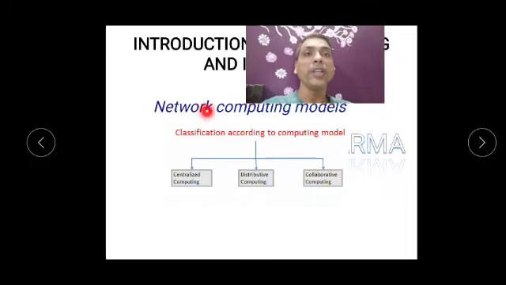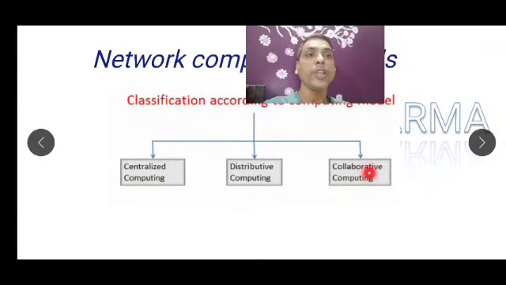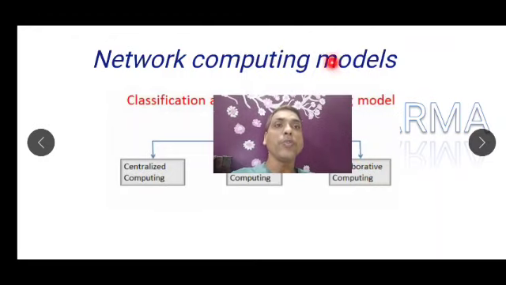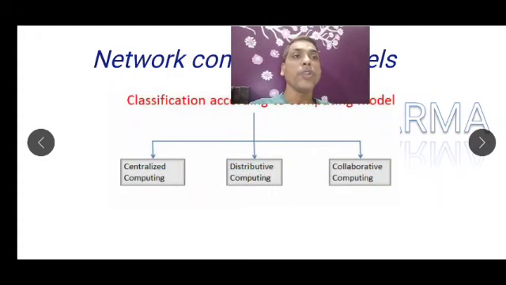In your textbook there are three types of network computing models. The classifications are centralized computing, distributed computing, and collaborative computing. So let's see what these network computing models are. This is a classification of computing models.